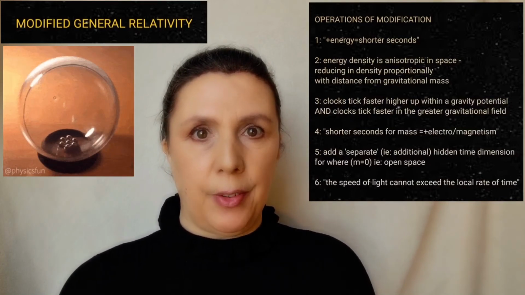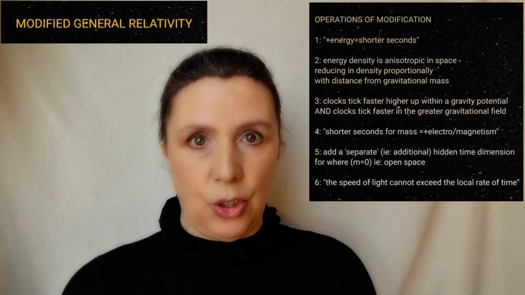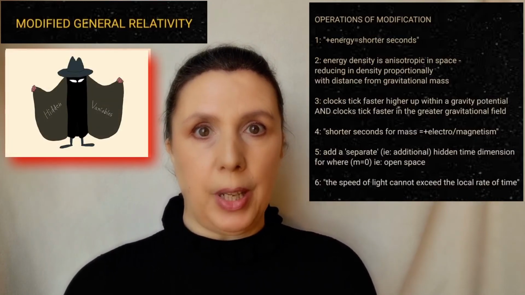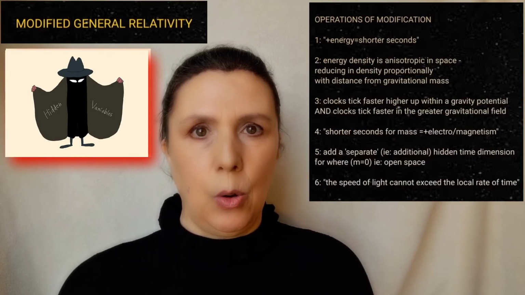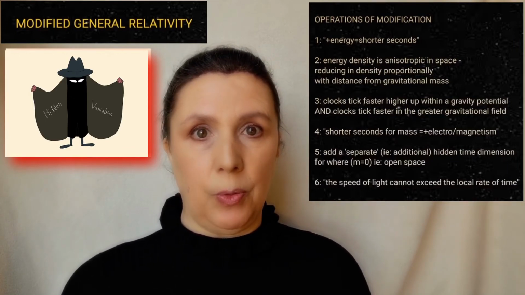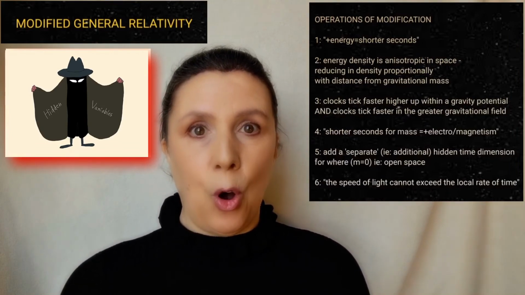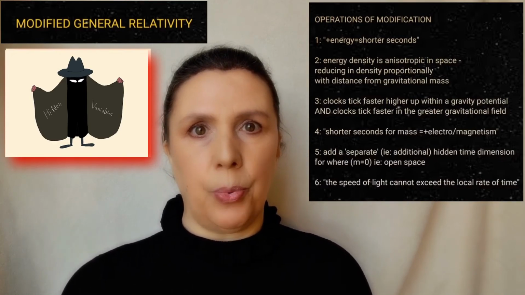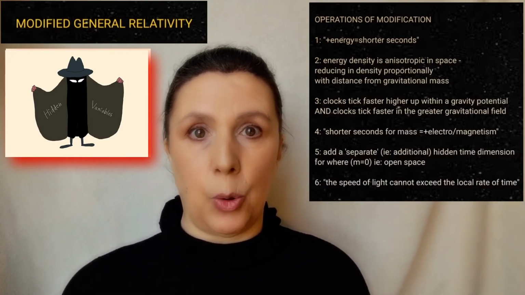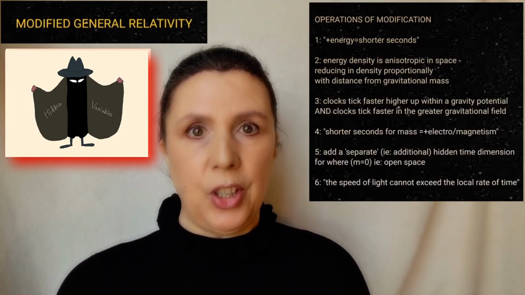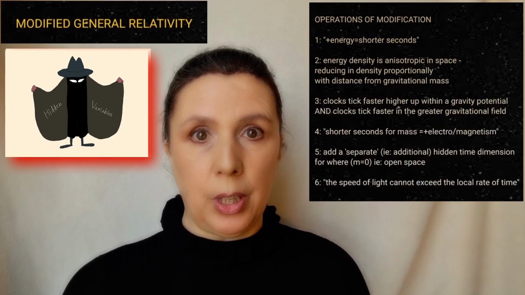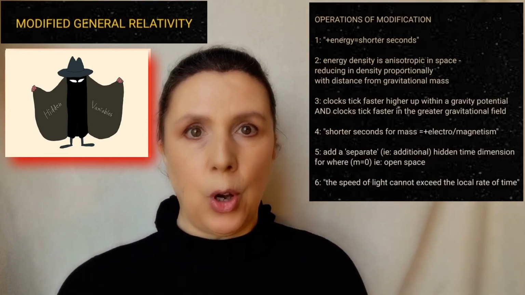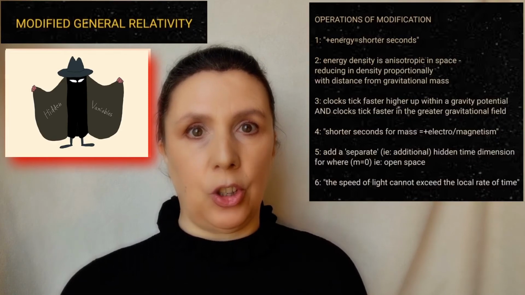So, Operation 5. State a separate, i.e. additional, hidden time dimension for where m equals 0. Or, in other words, state a hidden time dimension for the spaces between bodies of mass that occurs independently from, but concurrently to, the time dimension for mass. I say hidden because all physical clocks are comprised of energy in the form of mass and are observable, where this additional time dimension for space would be purely energy related, and therefore not measurable except by observation of effects.